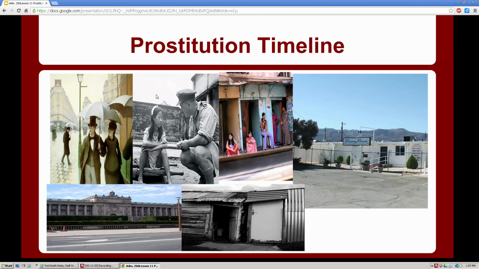In India, this next picture here, you have the famous or infamous Mumbai cages in an area of Kamathipura. It's Asia's largest red light district, and it's located in India.